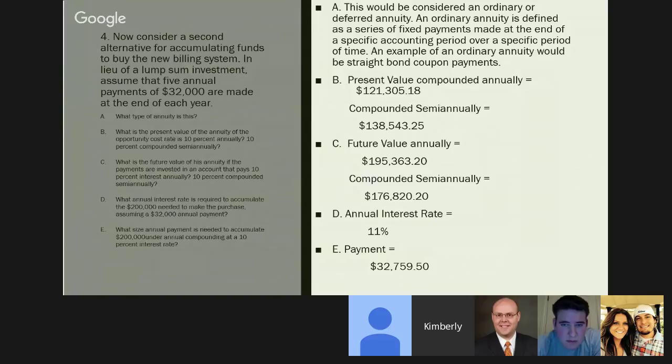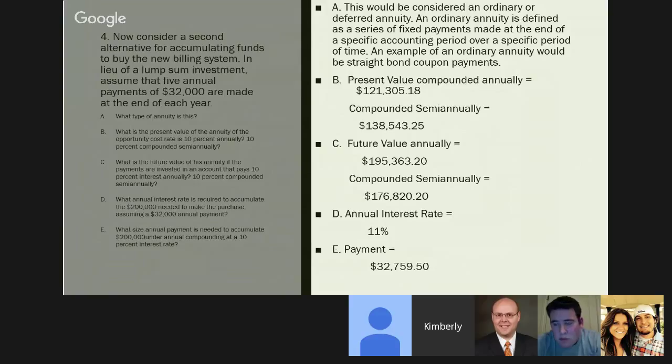Okay. So for question 4, it says now consider a second alternative for accumulating funds to buy the new billing system. In lieu of a lump sum investment, assume that 5 annual payments of $32,000 are made at the end of each year. First question about that is, what type of annuity is this? This is considered an ordinary or deferred annuity, which are the same.